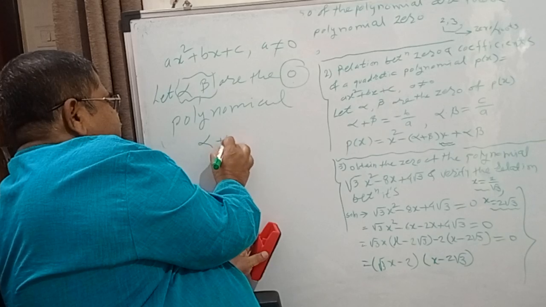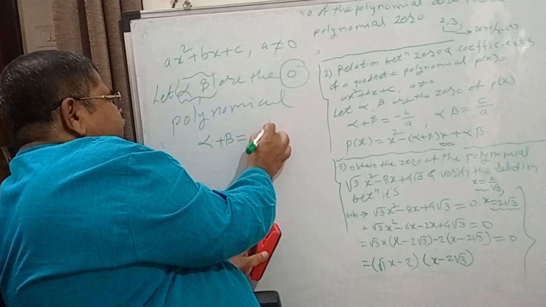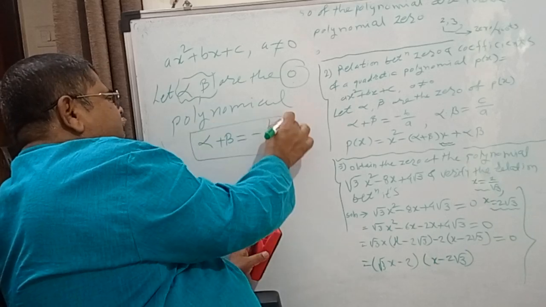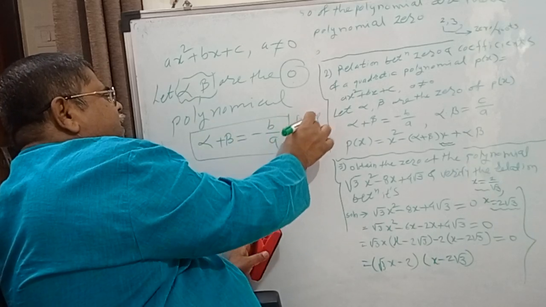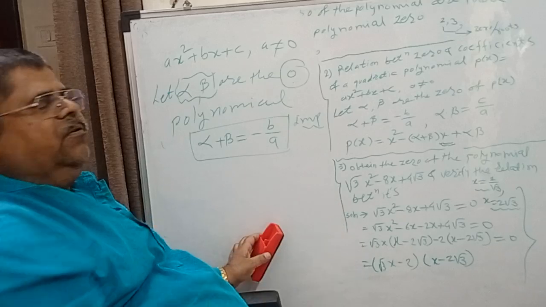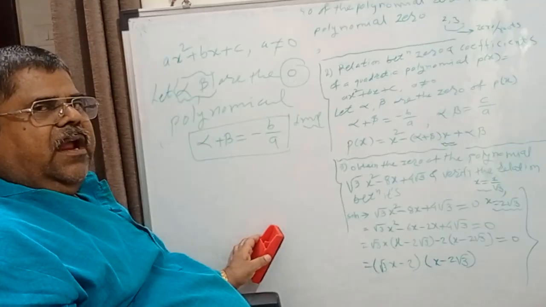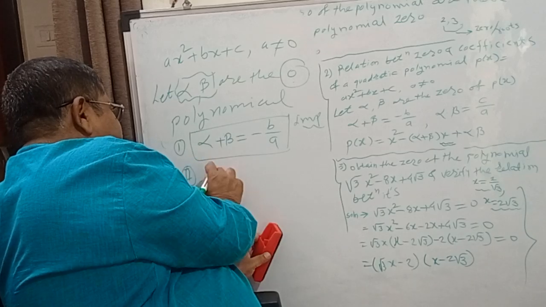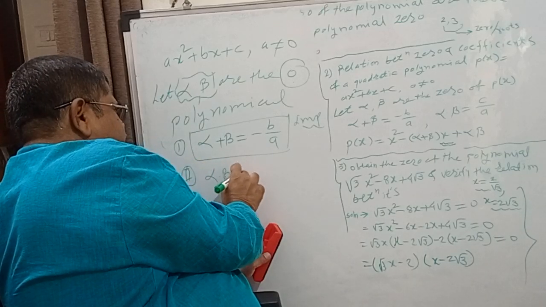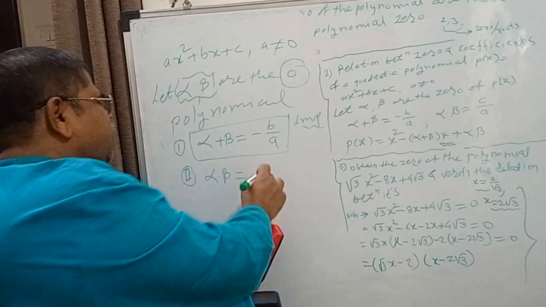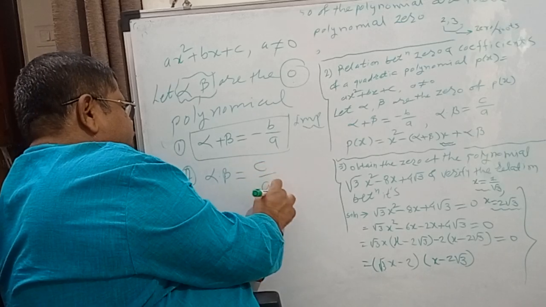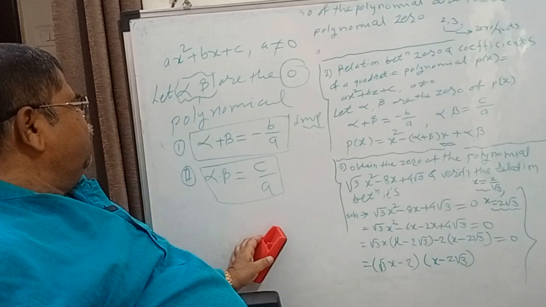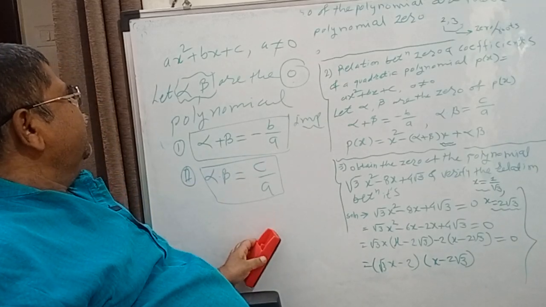Alpha plus beta is equal to minus b upon a. This is the first formula. Very important. Alpha plus beta is equal to minus b upon a, and alpha into beta is equal to c upon a. Most important: alpha into beta is equal to c upon a.